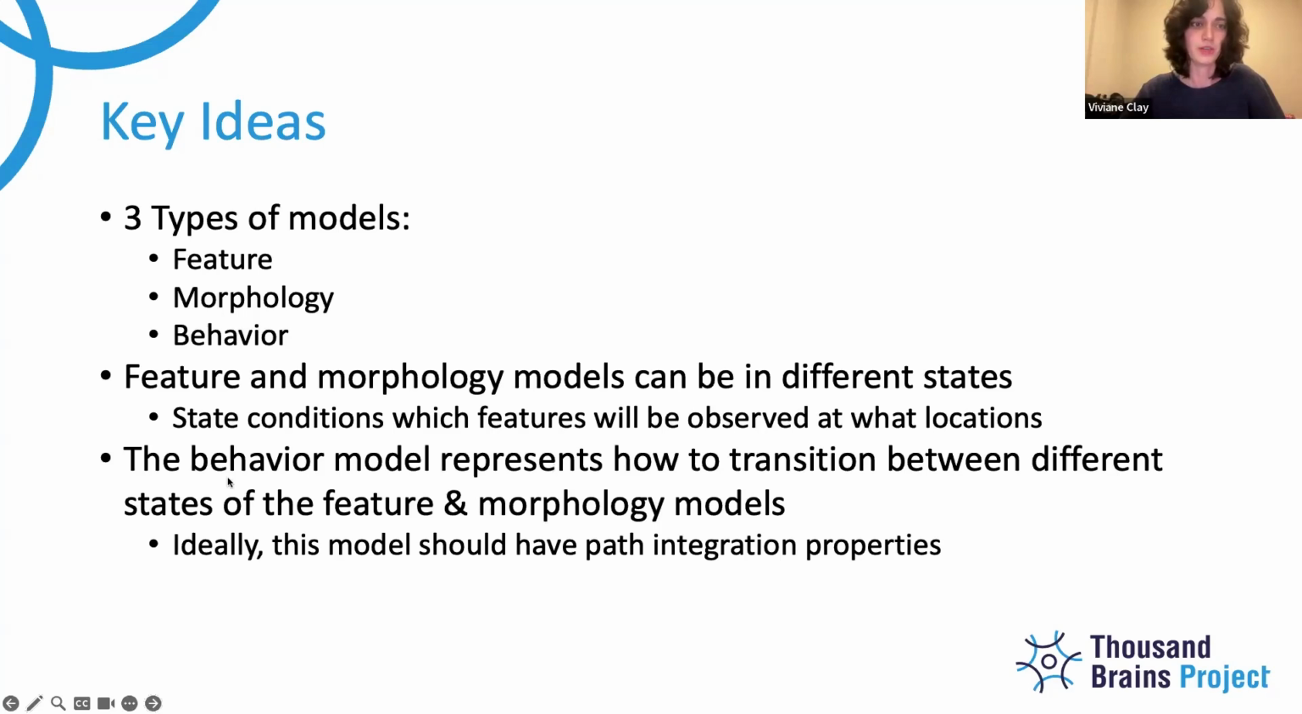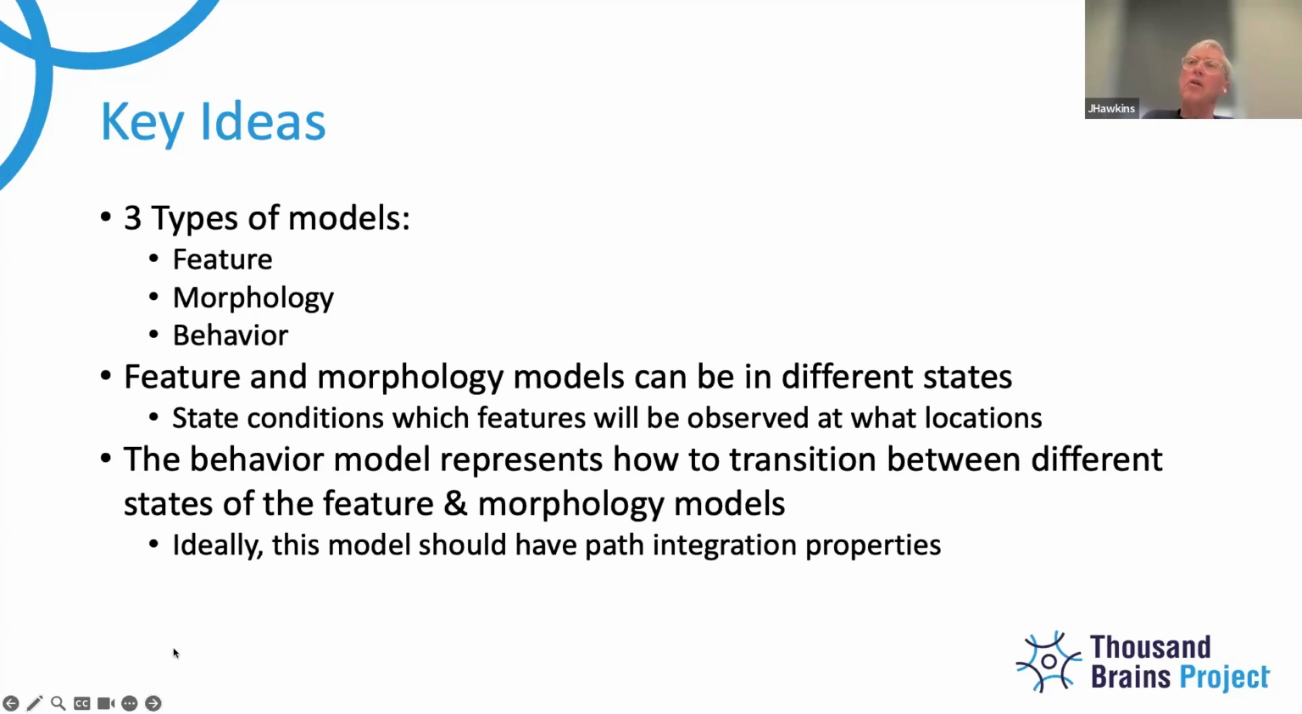And then the behavior model represents how to transition between different states of the feature and morphology models. And I just put this here, I'm not sure about it yet, that it would be nice if this behavior model would have path integration properties as well. Yeah, I agree with that.